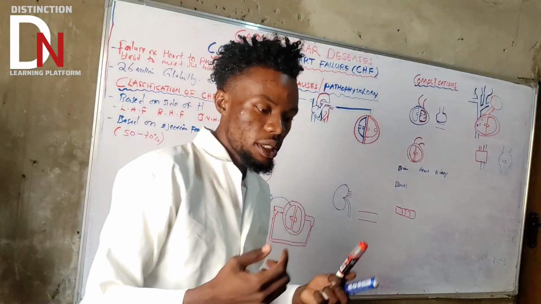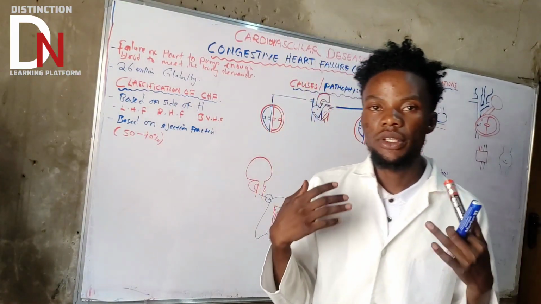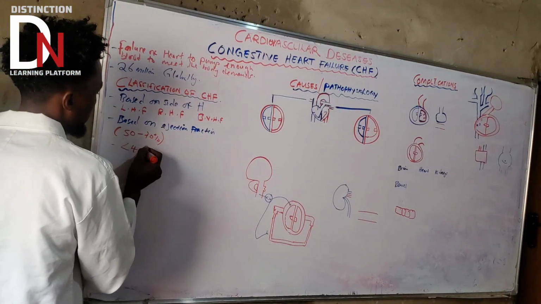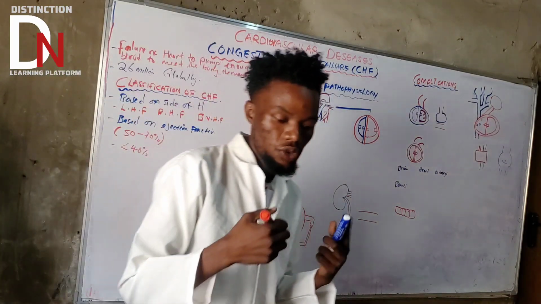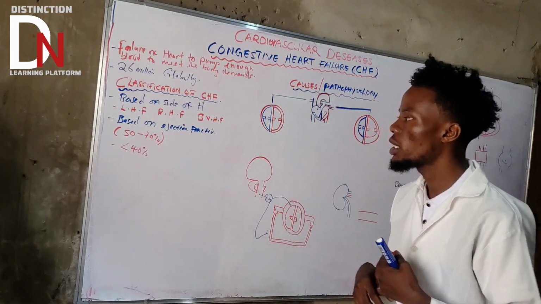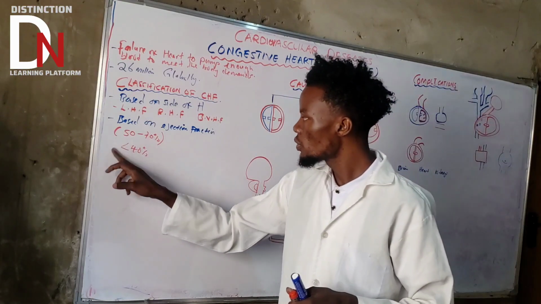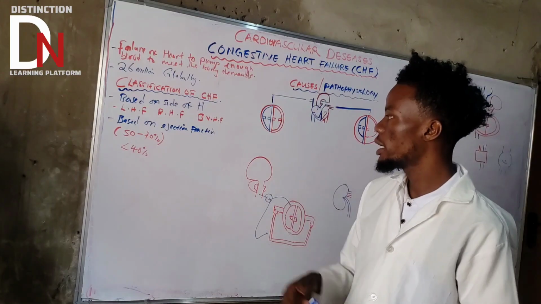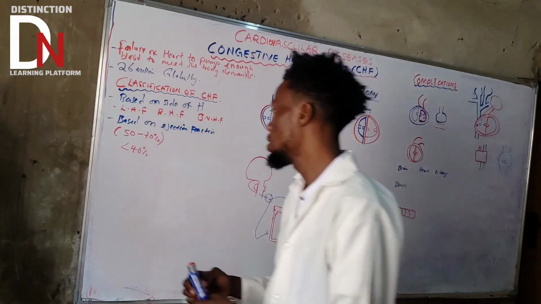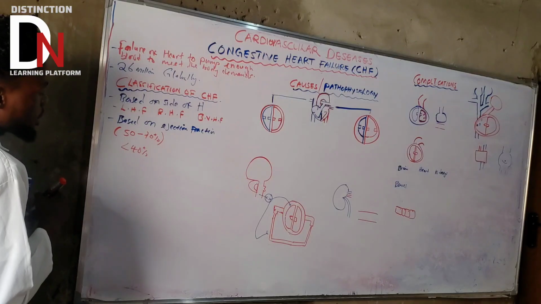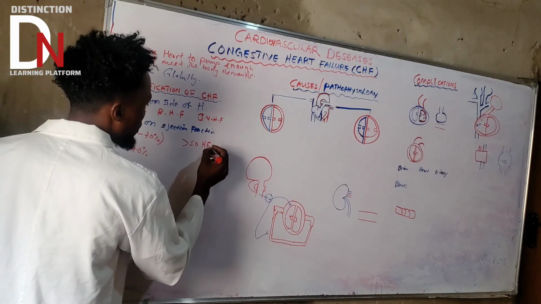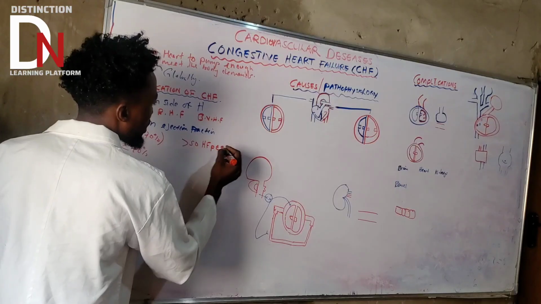Now, what is the number at which we consider that someone has reduced ejection fraction? We consider it as less than 40%. So if you check and they have an ejection fraction less than 40%, then you say they are experiencing heart failure with reduced ejection fraction. Now, how can you classify based on ejection fraction? If the ejection fraction is greater than 50, you're going to say it is heart failure with preserved ejection fraction.